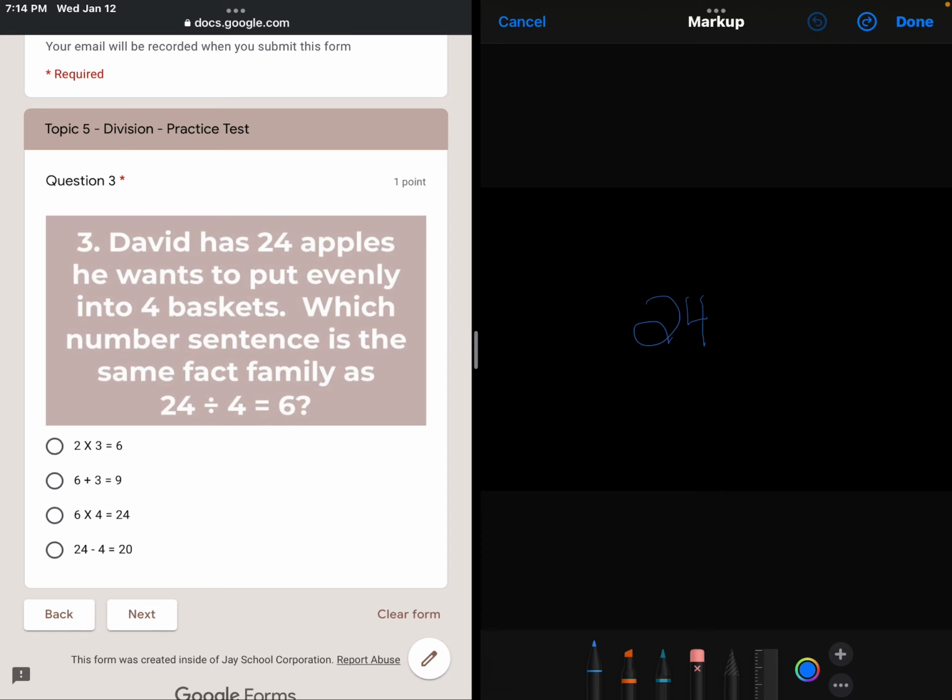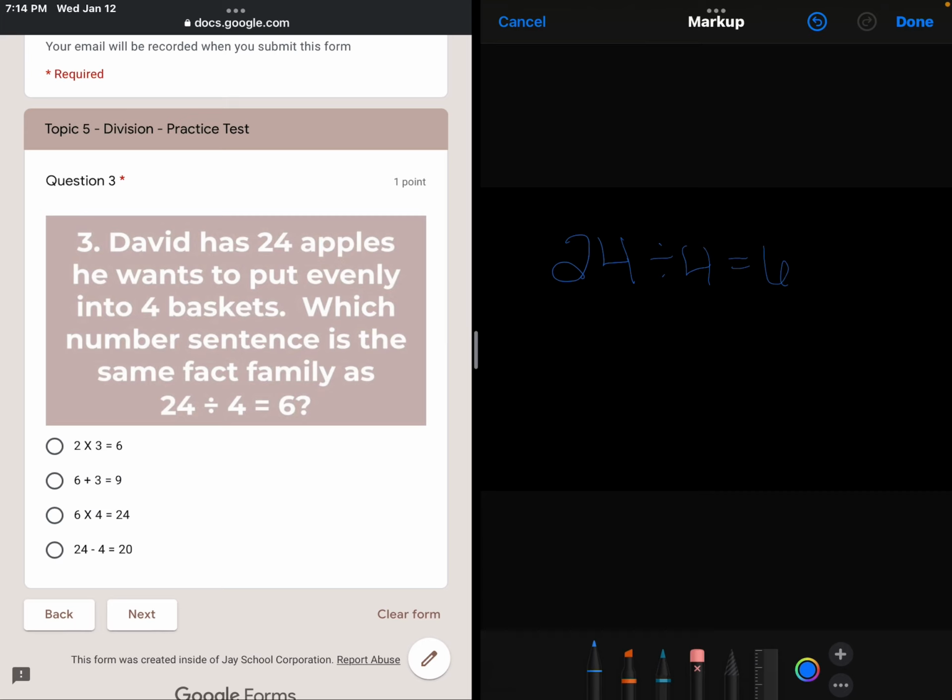Well, one thing I want to show you. Sorry, guys, this is not working like I want it to. 24 divided by 4 equals 6, okay? That's my fact family, or that's my equation. They want to know which one of these is the same fact family as this equation.